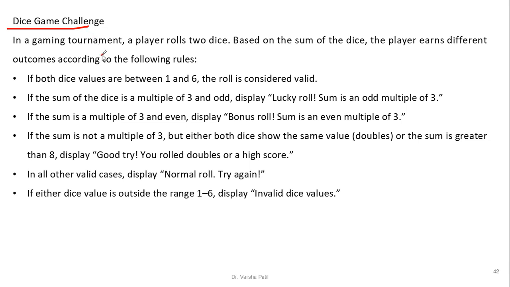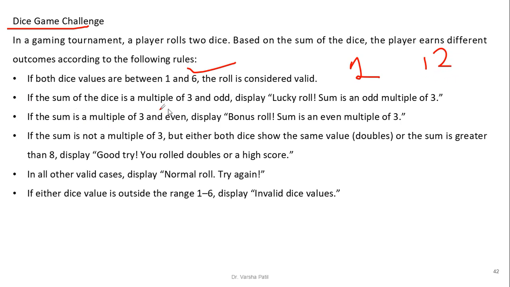In a gaming tournament, a player rolls 2 dice. Based on the sum of the dice, the player earns different outcomes according to the following rules. These kinds of questions generally come in competitive coding, so you only need to read the problem statement carefully. Now see, the conditions are given. If both dice values are between 1 and 6, the roll is considered valid. So when you throw the 2 dice, the minimum value is 2 and the maximum value is 12. So we require to give that condition.